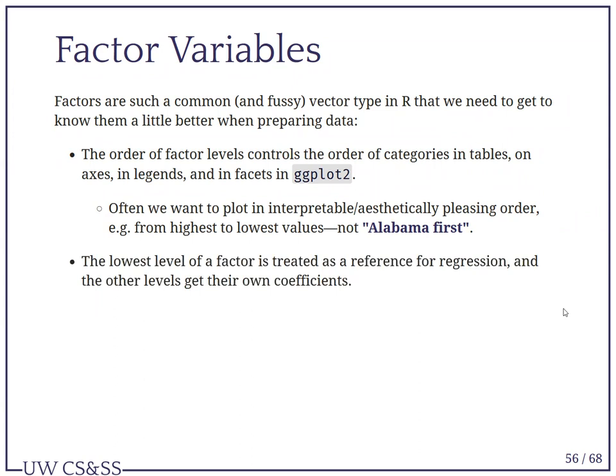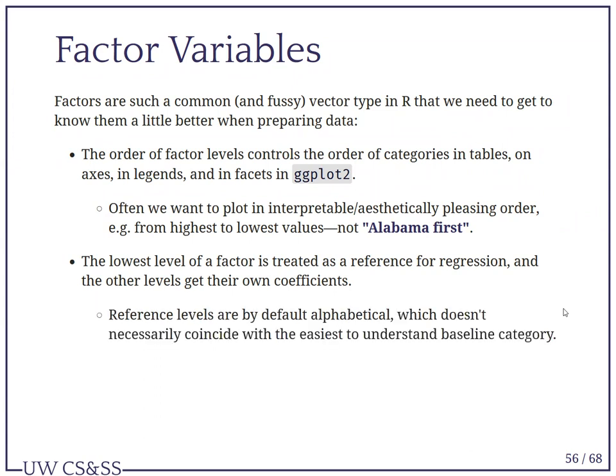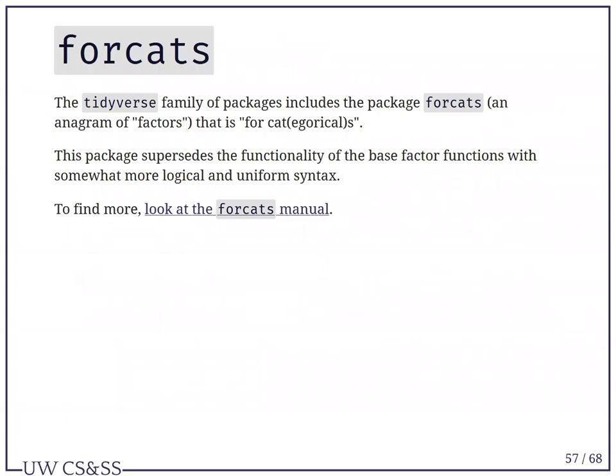The lowest level of a factor is treated as the reference whenever you're doing a regression, and other levels get their own coefficients. Reference levels are by default alphabetical, which doesn't necessarily coincide with the easiest to understand baseline category. For instance, Alabama first is not always most prudent when you're doing some sort of analysis of states to make Alabama your reference category. Often it's like California or New York or something, one that's especially different.